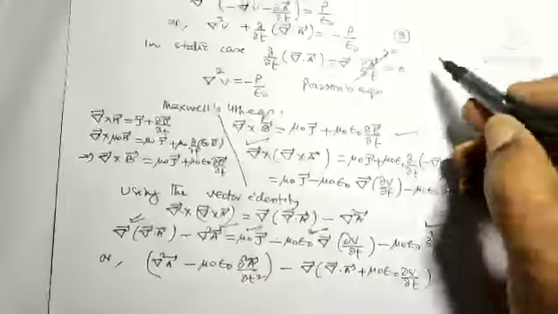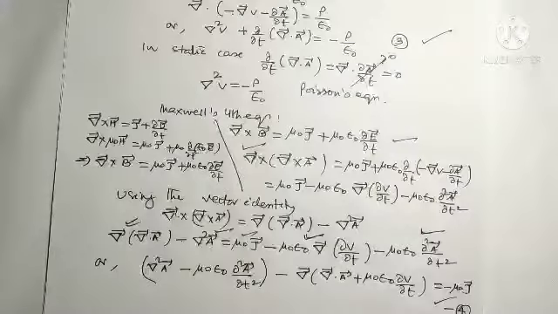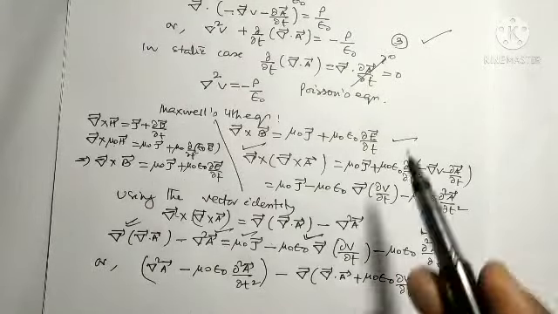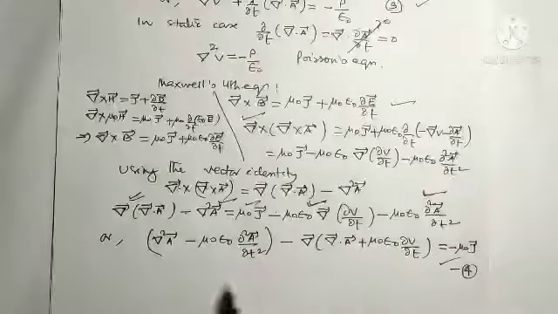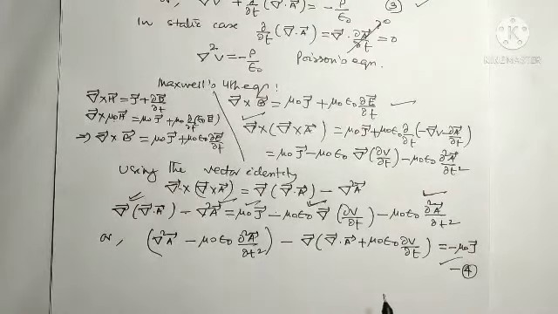Now we obtain two equations. One is equation 3, another is equation 4. However, equations 3 and 4 carry all the information in Maxwell's equations.